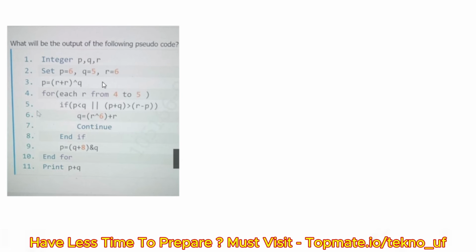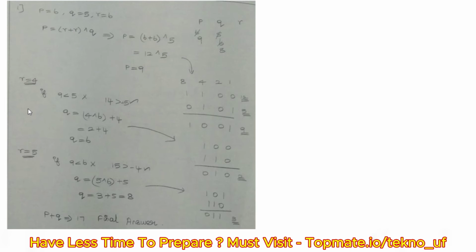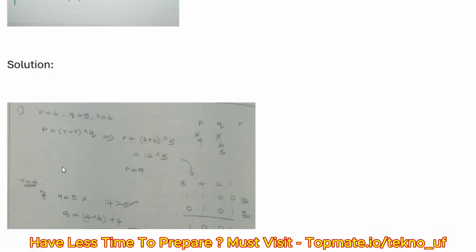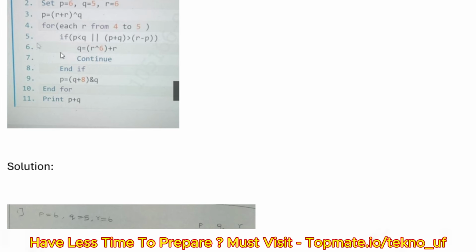So we need to evaluate the for loop. In the first iteration, R equal to 4, and in the second iteration, R equal to 5. We need to run the first iteration, R equal to 4. We need to check the condition: if P less than Q or P plus Q greater than R minus P. This is the first part and this is the second part. If any one of the parts is true, we can enter the if, or else we need to skip the iteration and move on to the next iteration.